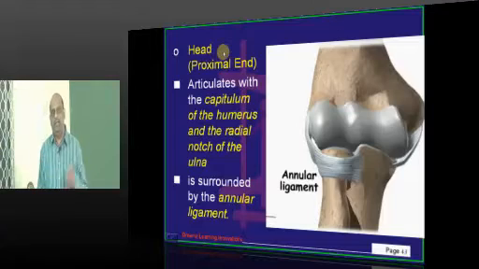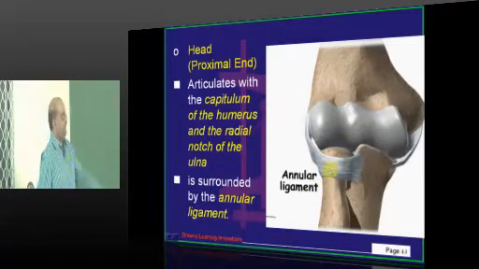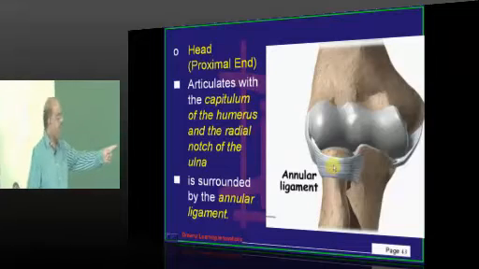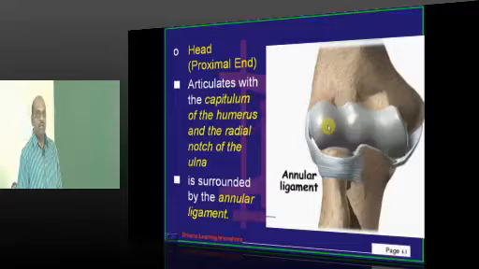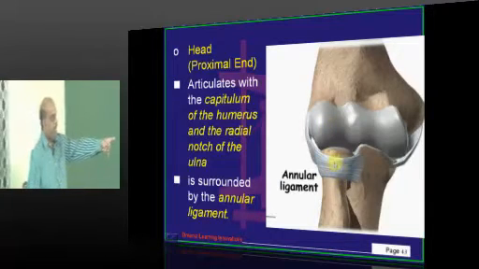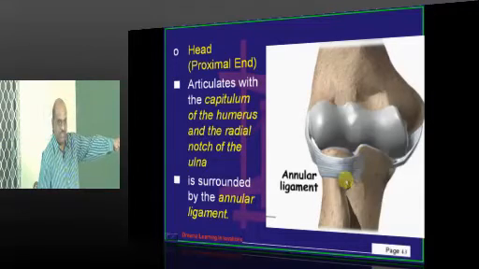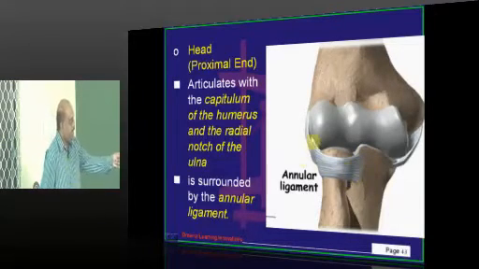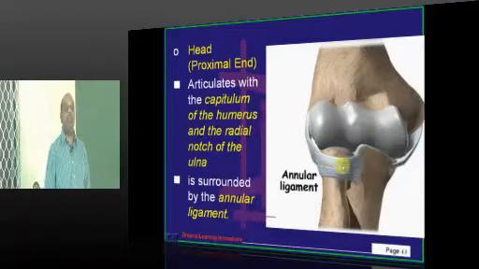Let us look at the radius. Radius has one head in its proximal end. This head will articulate with the capitulum of the humerus, and this head will be articulating with a notch in the ulna called the radial notch, and this head is surrounded by the annular ligament. What is meant by pulled elbow?